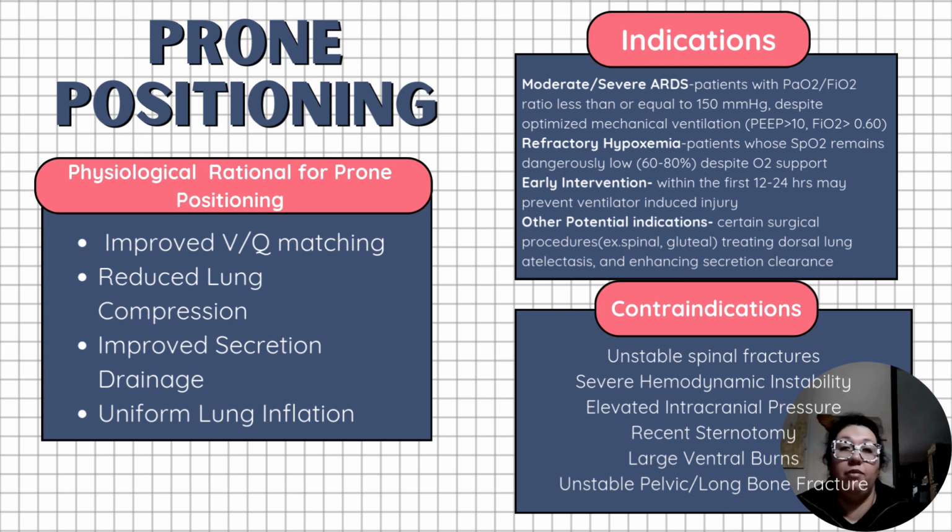properly. Or refractory hypoxemia. This is where patients who are put on oxygen therapy, but their SpO2 still remains pretty low, within their 60 to 80% range. Early intervention within the first 12 to 24 hours may prevent a ventilator-induced injury. So a lot of facilities like to get a patient with ARDS on a mechanical vent setting within the first 12 to 24 hours just to prevent further damage to their lungs.